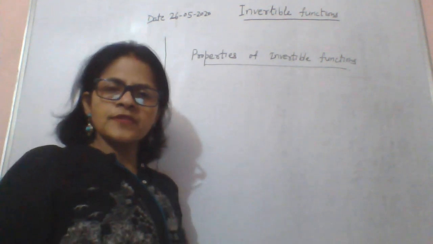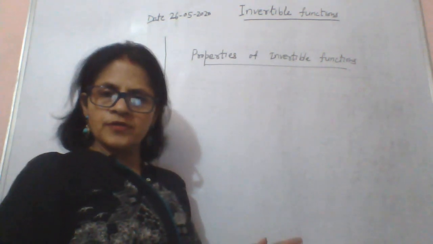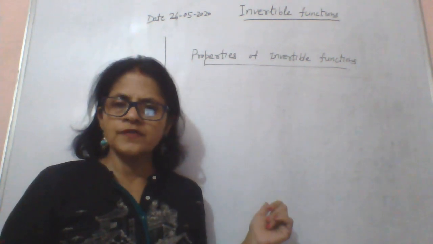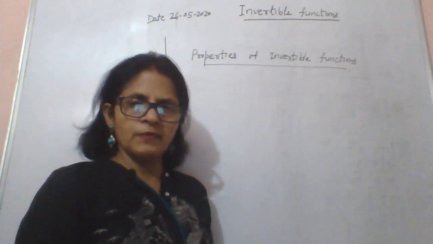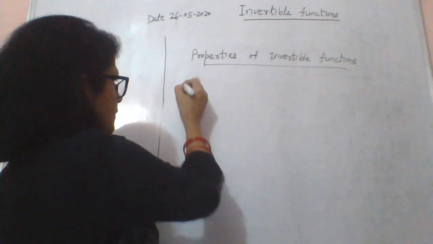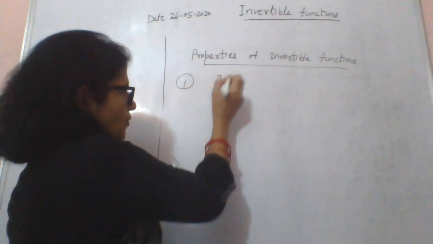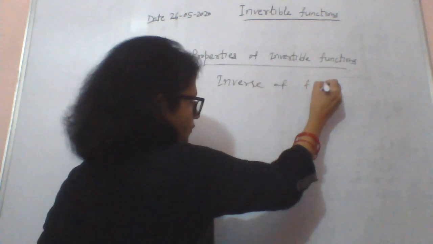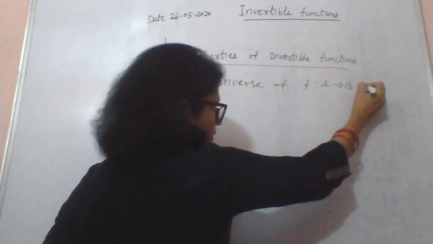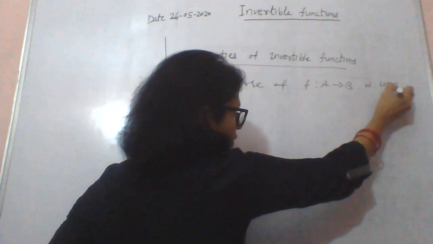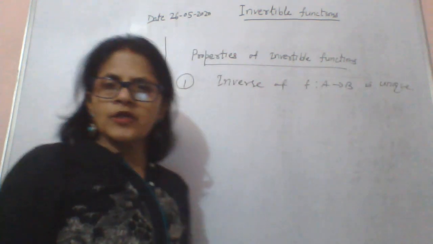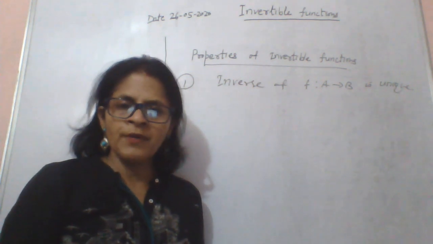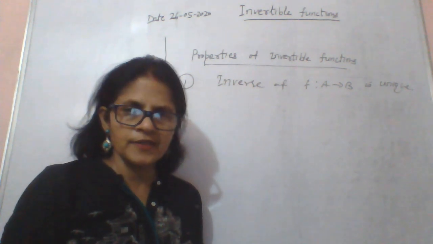Before we take some questions, let us wind up these concepts, just to add the properties of invertible functions. Then maybe after this we will take the questions. So the first property is: the inverse of f from A to B is unique. Whichever method you may follow, you cannot have multiple inverses. And I think you have studied a similar concept in matrices also.